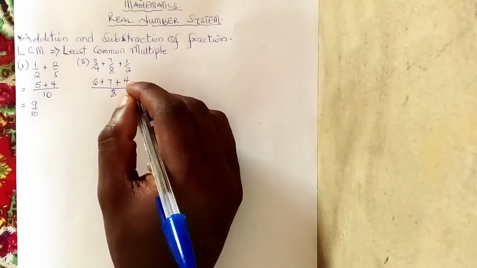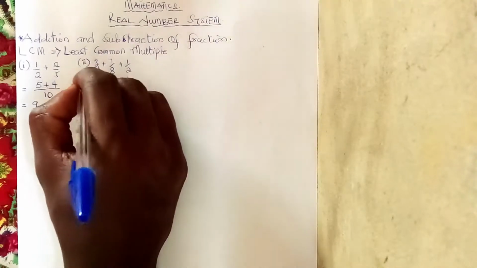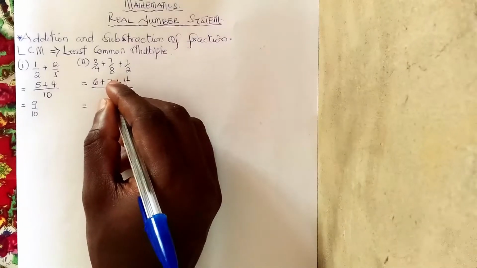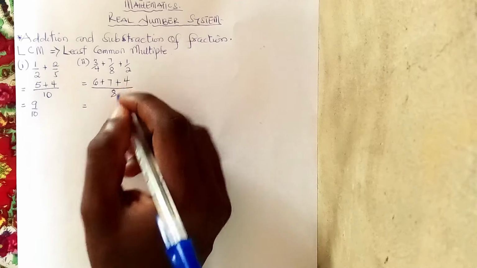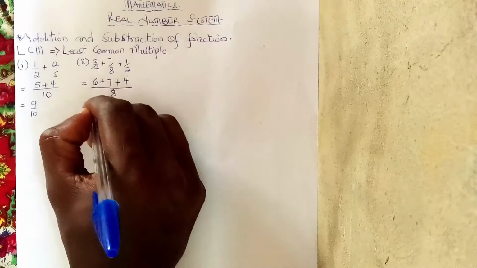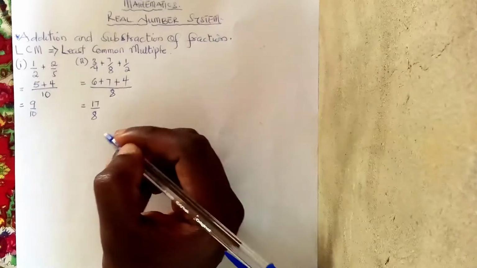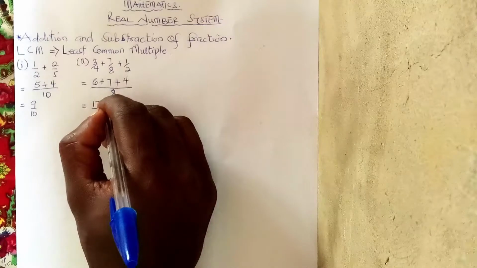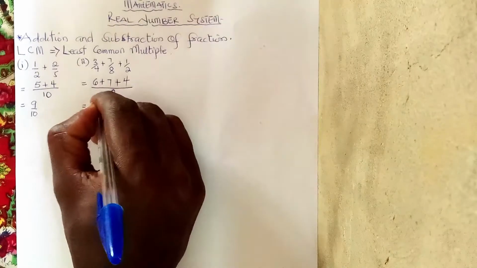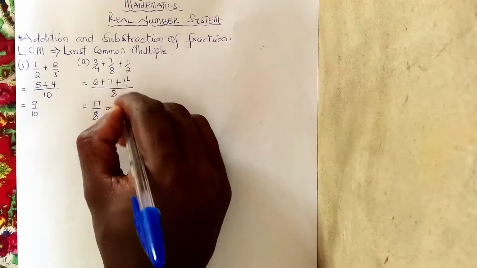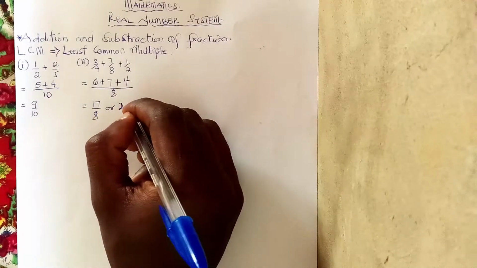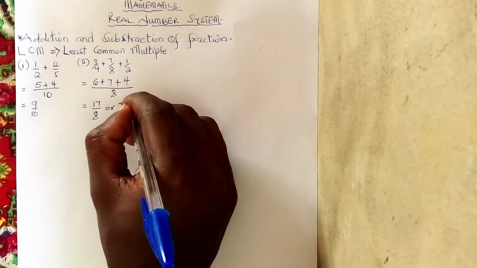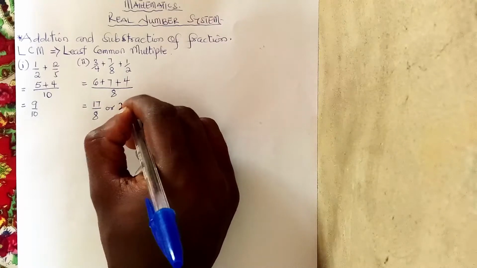So we add the numerators over the denominators. So we have 6 plus 7 gives us 13. 13 plus 4 gives us 17. So we have 17 over 8. We can change this into the mixed fraction, or we can leave it like that. But let us also change it into the mixed fraction. 8 goes into 17 how many times? That's 2, giving us 16. 17 minus 16, we have 1. So 2 whole number 1/8.